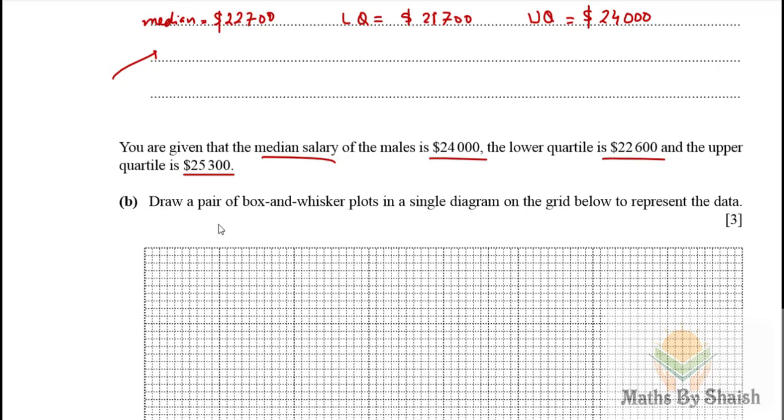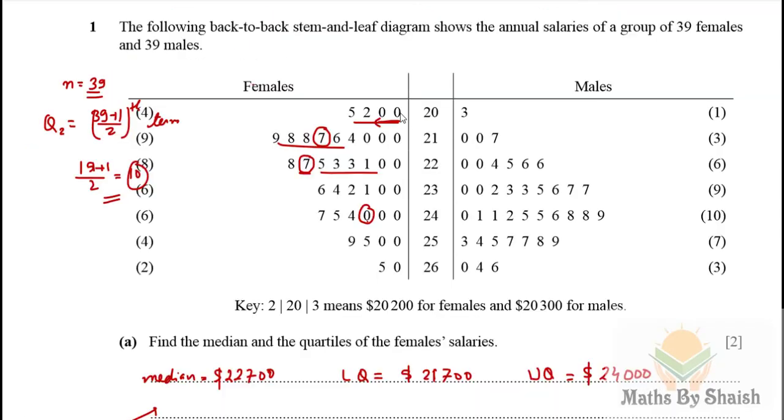For a box and whisker plot, we require data like the minimum value. I will write female. For females, the minimum value we get from the stem and leaf diagram. The minimum value we can see from here is $20,000, because it is 0. And the maximum value is here with 5, it means $26,500. And for the males, the minimum value is $20,300 and the maximum value is $26,600.